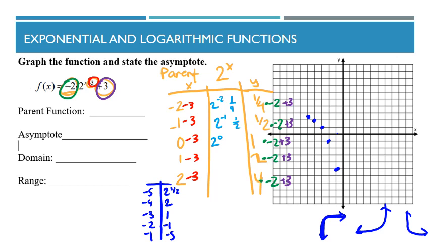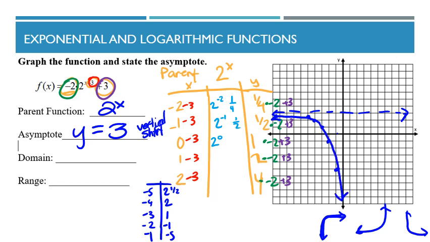So my parent function, we identified that as 2 to the x. My asymptote is always y equals the vertical shift, so whatever number is being added or subtracted on the end. So I'm going to graph that. So at 3, I have a dashed line. That's my asymptote, which means I can't cross it. So that tells me where this graph goes. It shoots off to the left after I graph my point, and then it goes down.